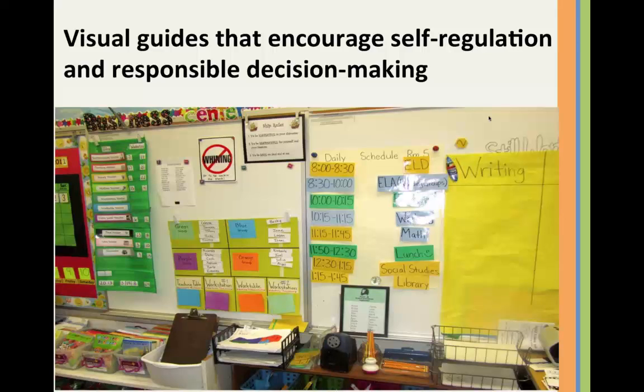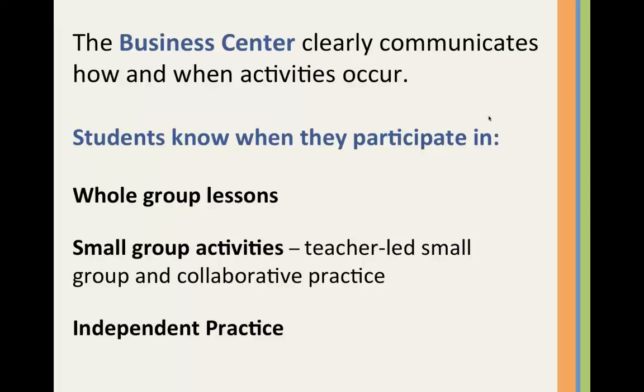So now you're looking at one that has the rotation system. The students' names are up there individually with Velcro. To the left of that square rotation chart, you see the job chart. And to the right of the rotation chart, you see a daily schedule that's broken down into what the activity time periods will be that day. So the Business Center clearly communicates how activities are going to occur, and the daily schedule helps you know when the activities are going to occur.